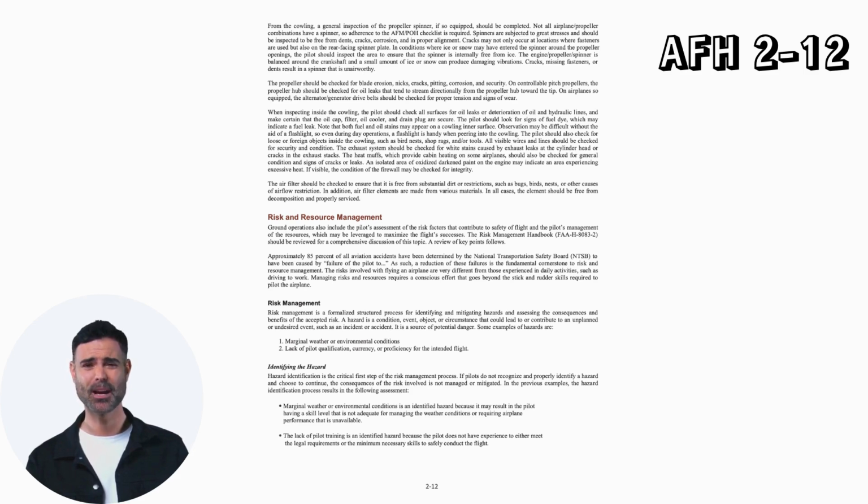In the previous examples, the hazard identification process results in the following assessment. Marginal weather or environmental conditions is an identified hazard because it may result in the pilot having a skill level that is not adequate for managing the weather conditions or requiring airplane performance that is unavailable. The lack of pilot training is an identified hazard because the pilot does not have experience to either meet the legal requirements or the minimum necessary skills to safely conduct the flight.